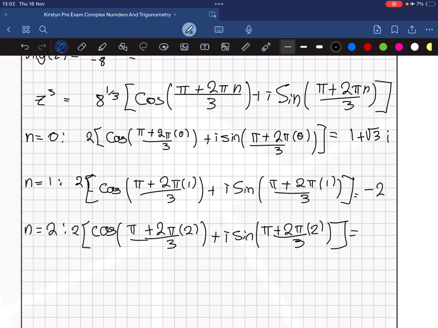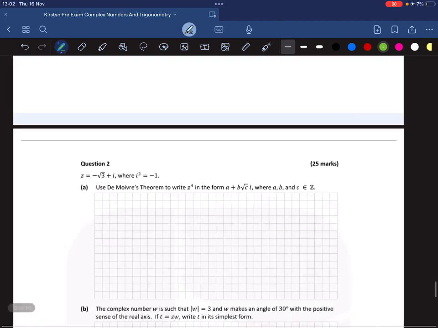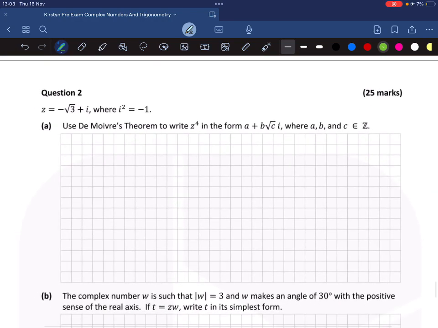And when we figure that out, it's 1 minus root 3i. So this right here is one root, this is the second answer, and this is your third answer. So the final question here, it says z is equal to minus root 3 plus i.